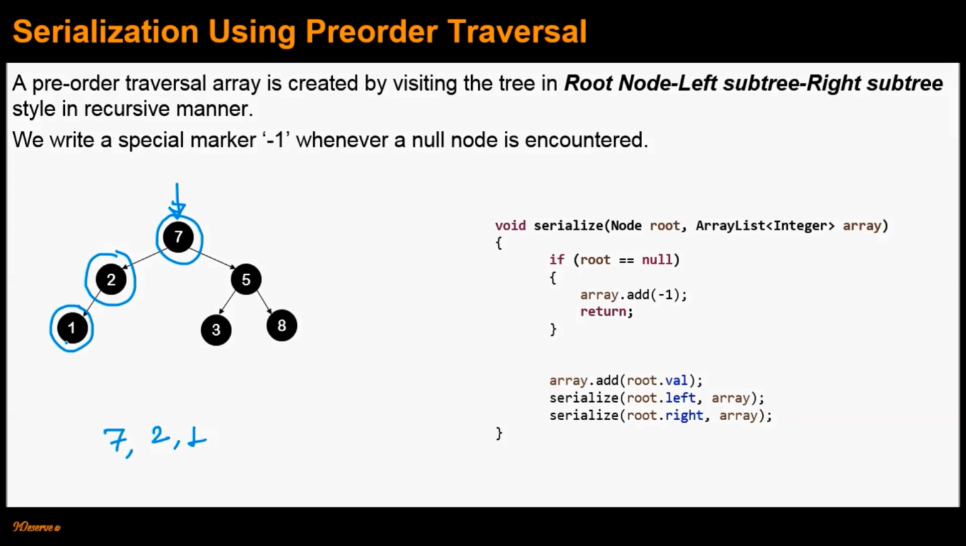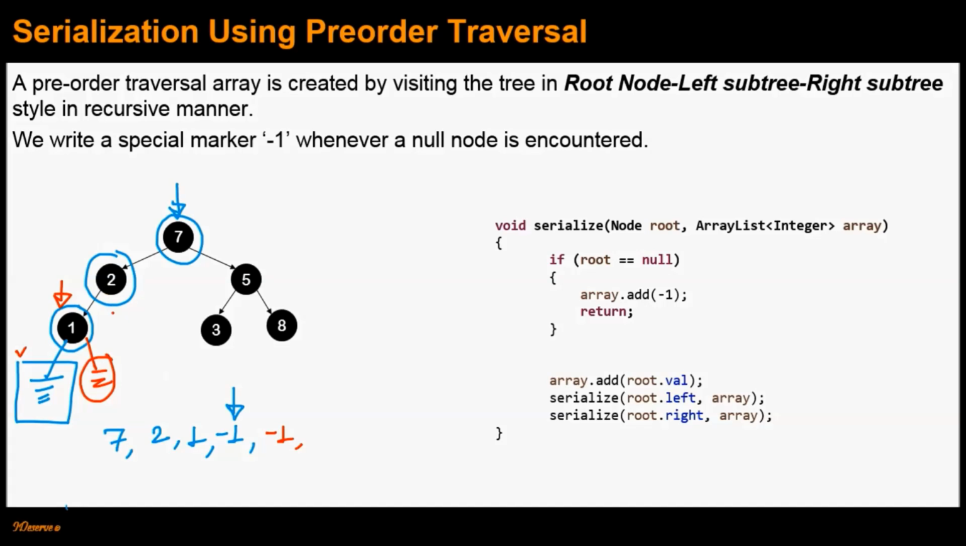Now we go to the left subtree of the current node, which is node 1. The left subtree of node 1 is null. Note that whenever we encounter a null node, we write -1 to the output serialized form. So we write -1 here, right? So this -1 indicates this particular null node. Now we are done exploring the left subtree for node 1. So we go to the right subtree of node 1. Note that the right subtree is also null. Therefore, we write -1 in the output array.